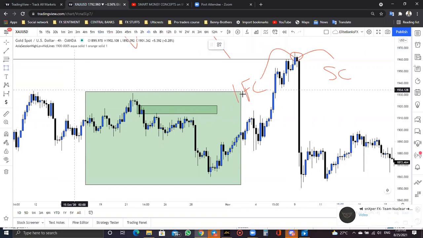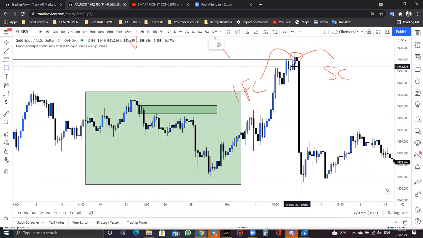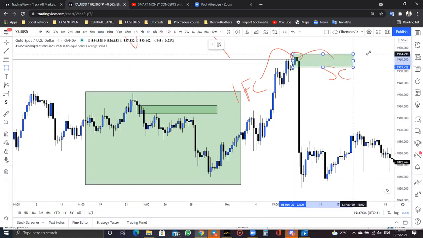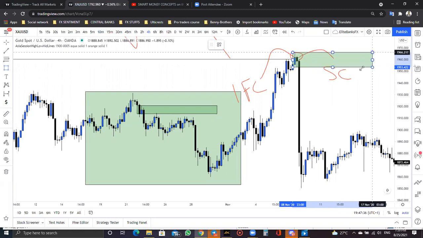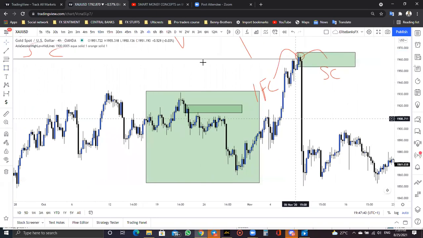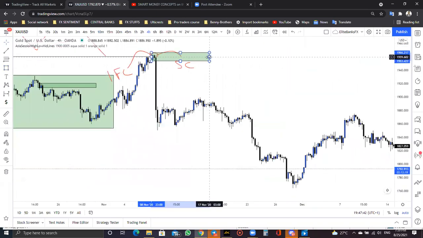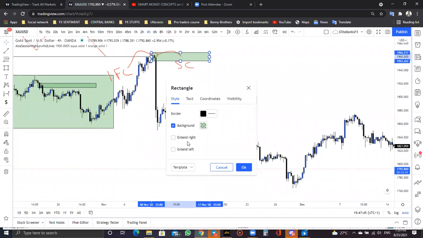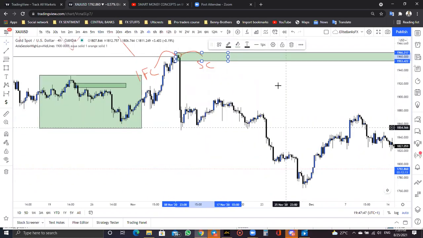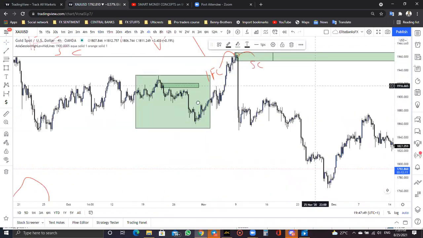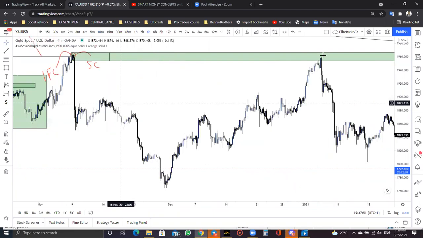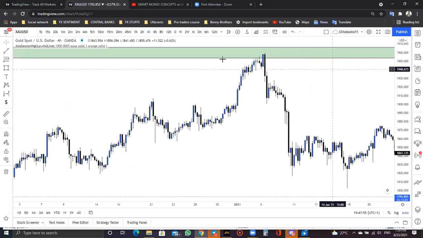That's why when I'm marking my order block, I take the wick of the sponsor candle to the wick of the IFC, and I have a block. It will be difficult for price to violate these two blocks, because now here is my demand, my supply zone. Look at it, difficult. And now I have it repeated again here.